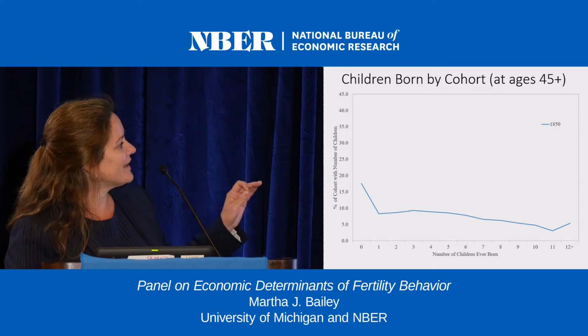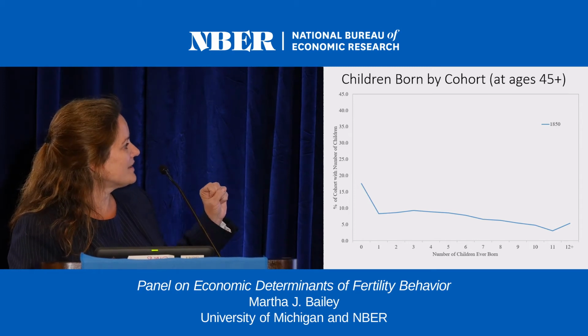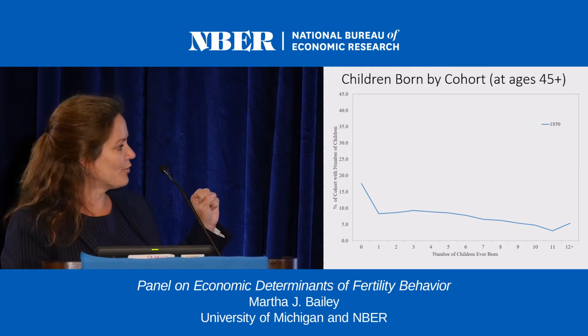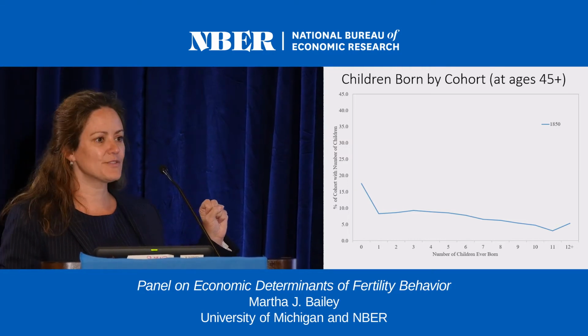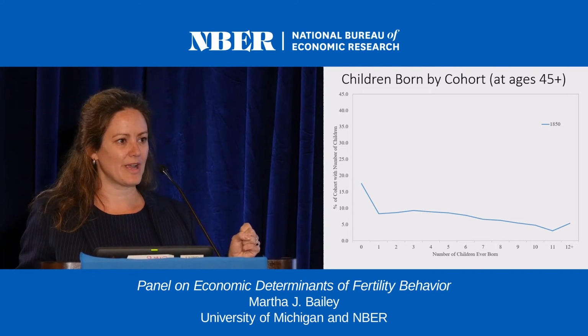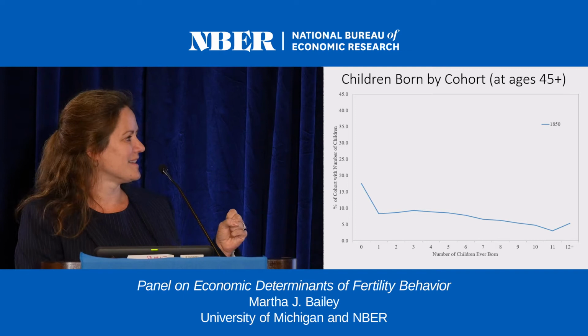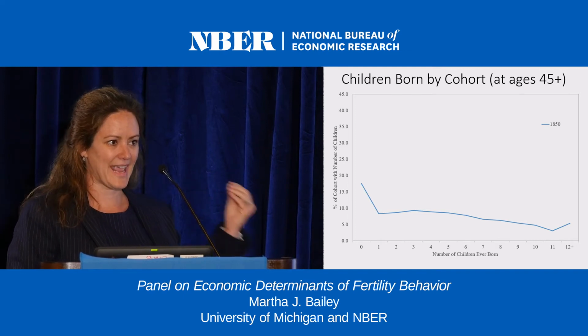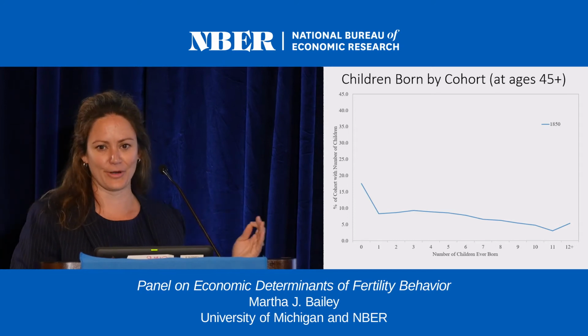So what I'm plotting here is the distribution of children born to women who are over age 45, and this is for the birth cohort of 1850. So women who are coming of age right after the Civil War, right? And one of the fascinating things when you stare at this is how are we getting to this level? It's almost a uniform distribution.